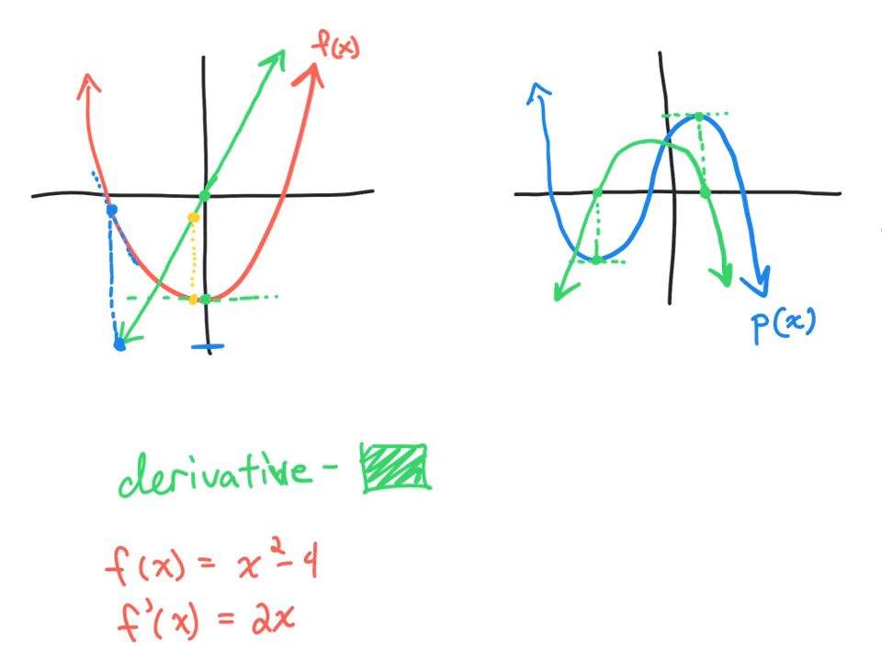So here is the derivative, that's p prime of x. There we go, p prime of x, and this green graph over here would be f prime of x.